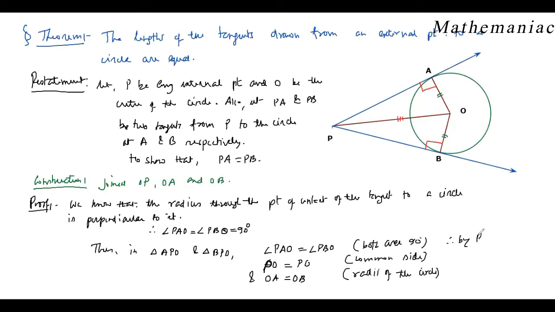By RHS congruency, triangle PAO is congruent to triangle PBO. Therefore, PA equal to PB. CPCT. Okay, now you see we have few more important points which I'll write as a conclusion afterwards. But first you see what conclusion we can get from here.